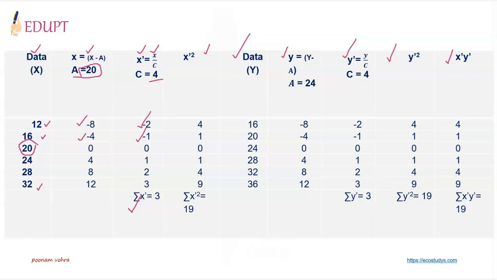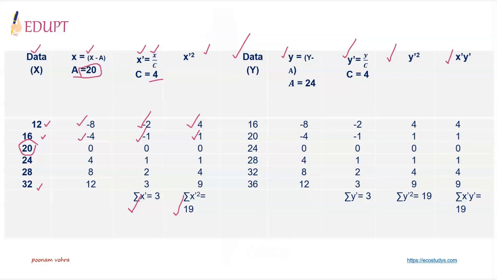Next column is squaring up deviation dash. That is minus 2 into minus 2, which is 4. Minus 1 into minus 1 is 1. And that's how you complete the series and have its summation. Summation of the square of deviation dash for variable x, which is 19.